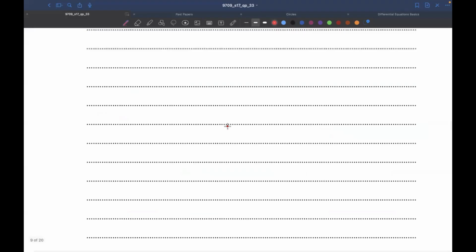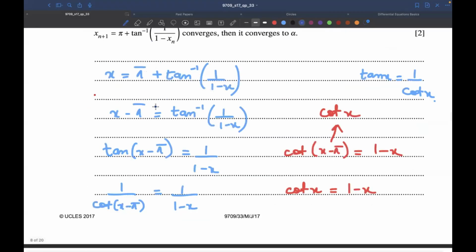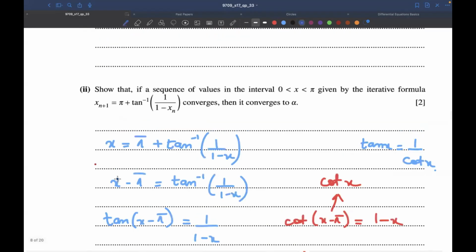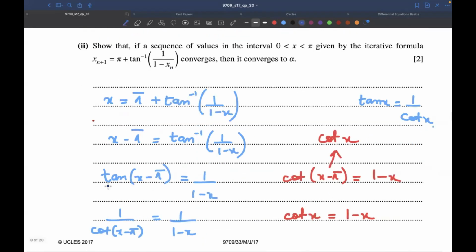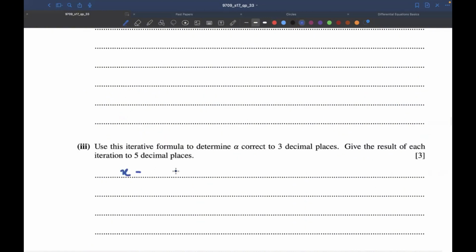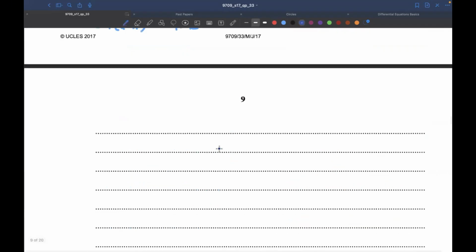In part 3, it says use the iterative formula to determine alpha correct to 3 decimal places. To find the value of alpha, we know from the first part that the value lies between 2.5 and 3. So the equation is x equals pi plus tan inverse of 1 upon 1 minus x.